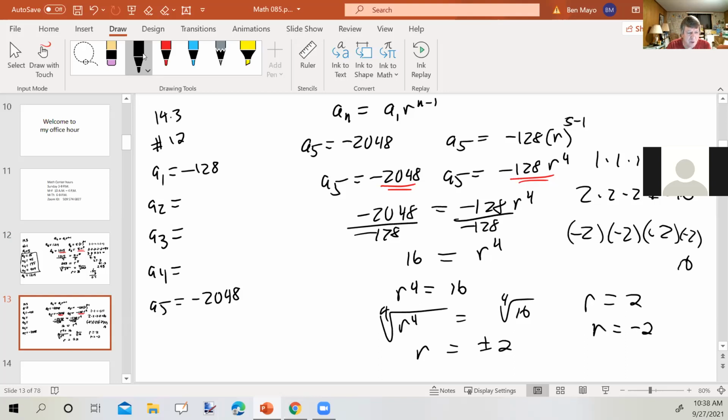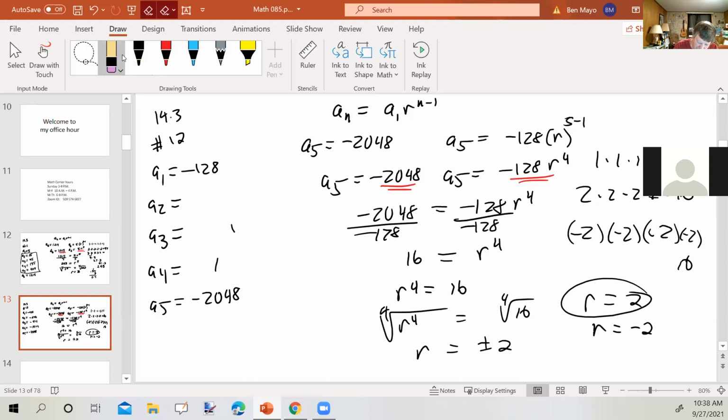Now, let's go back to the directions. It said, insert 3 geometric means, 2 positives and 1 negative. If we use r equals 2, this becomes negative 256, negative 512, negative 1024. That doesn't give us what we need, okay?